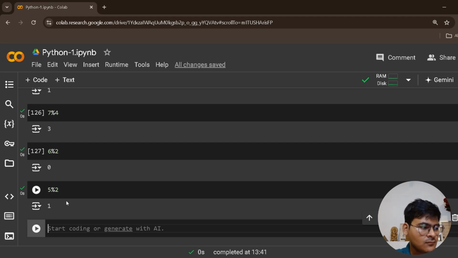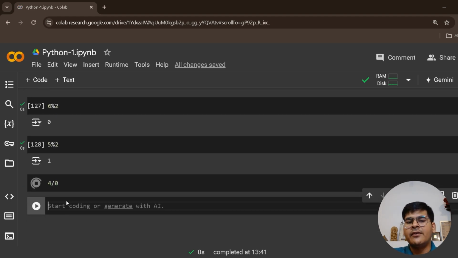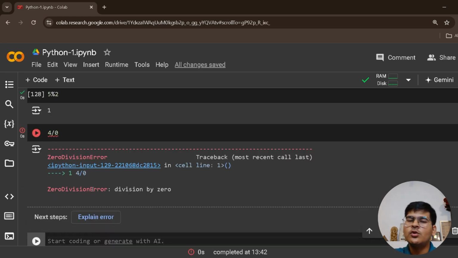One last thing before we proceed to the next topic. If you try to divide a number by 0, you get an error, which is the zero division error. So in programming, you cannot divide a number by 0. It's invalid. You will get this very well-known error, division by 0 error.